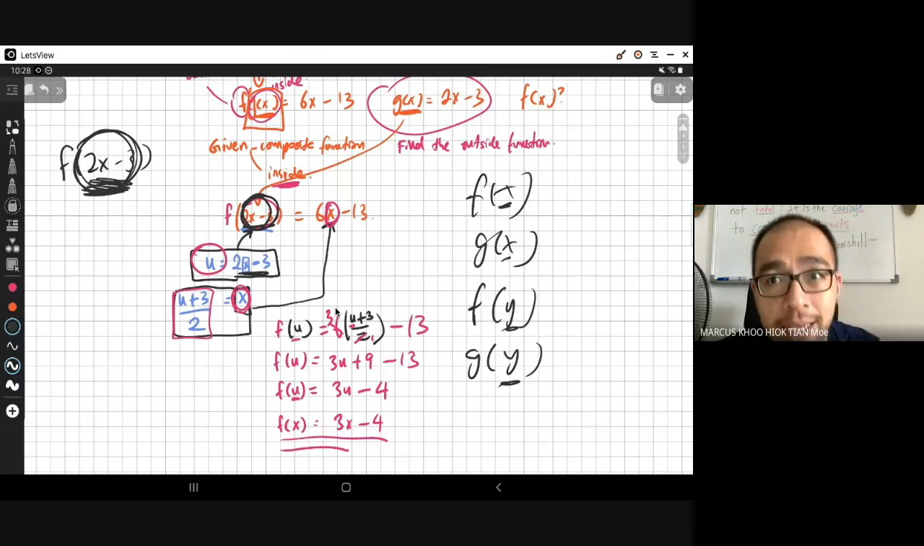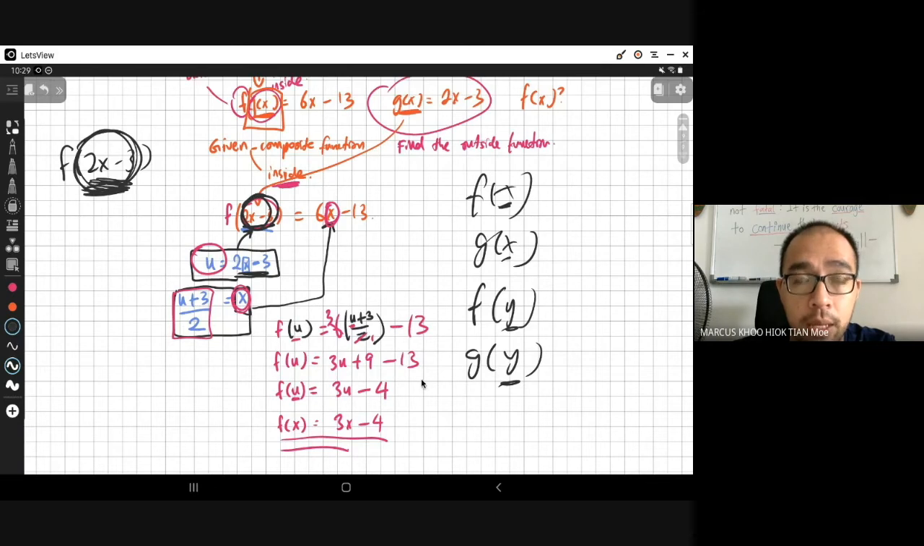And this is the easiest method that I can tell you how to do this. Okay, so go and practice this. Go and practice how to do composite function, given the inside, find the outside. That one is actually the more difficult question.